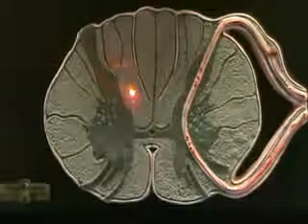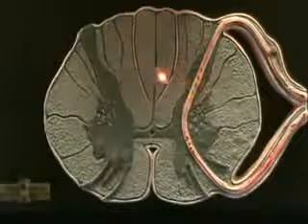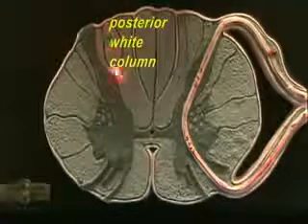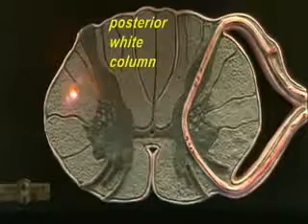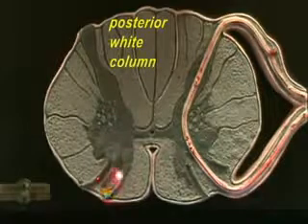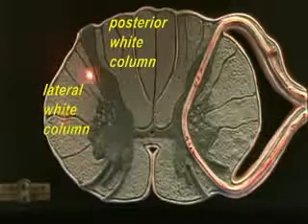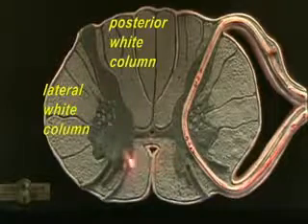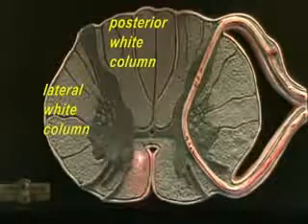This region right over here, which is between the two dorsal or posterior horns, would be where you find the posterior white columns or the dorsal white columns of the spinal cord. And then this region right over here, which is between the posterior horn and the anterior horn of the gray matter, is where you find the lateral white columns of the spinal cord. And then in between the anterior horns right over here and over here, this is where you find the anterior white columns.